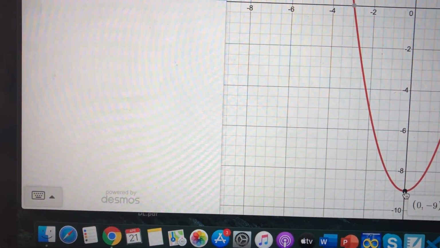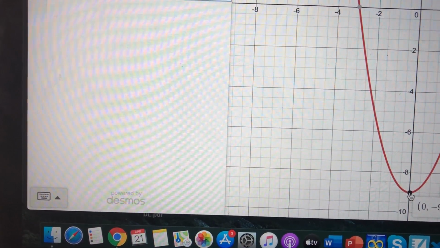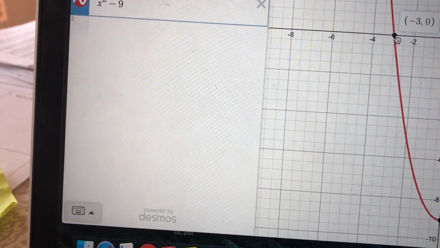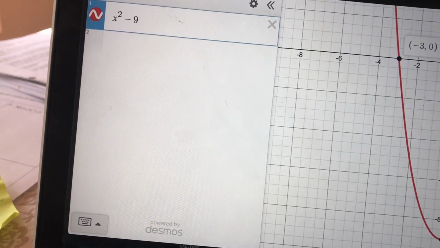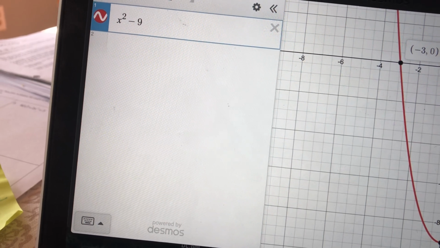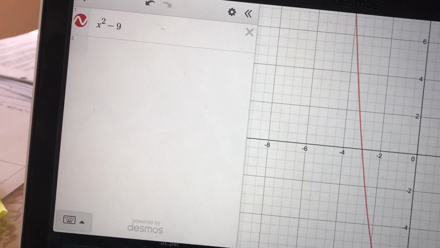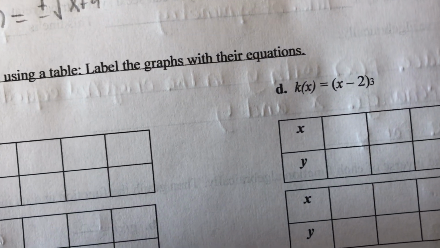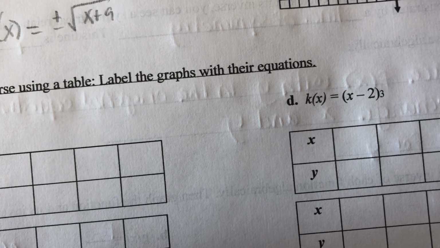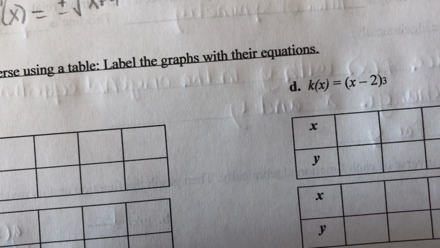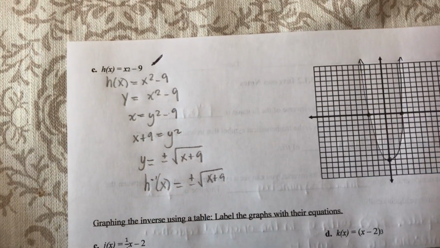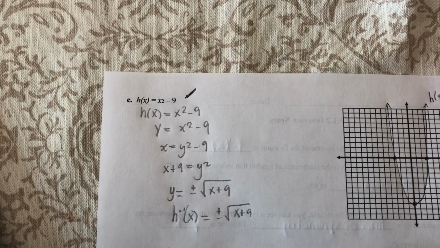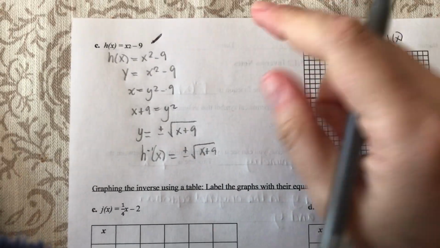1, 2, 3, 4, 5, 6, 7, 8, 9. I have the x-intercepts at -3 and 3, 0. If there's anything else that I can have, I'm just going to connect right now to the best of my ability. You guys can obviously graph more points since you have more time than I do. But h to the -1, that's h of x, not h to the -1. That's just the normal function that we are given.